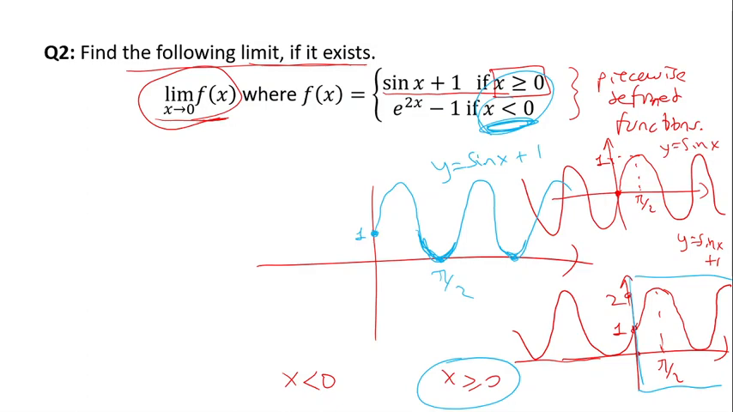And now let's look at the other part. Let's look at e to the 2x minus 1. E to the x is this, and e to the 2x, if you put the numbers in a table and see, is just something like this.